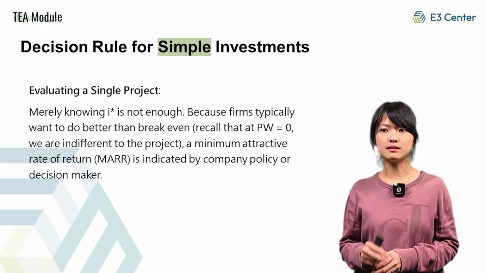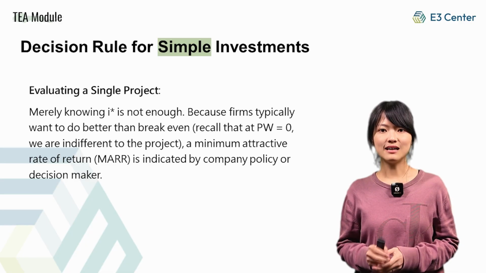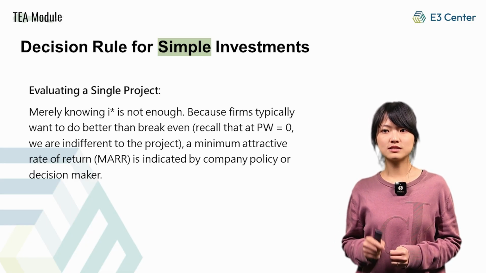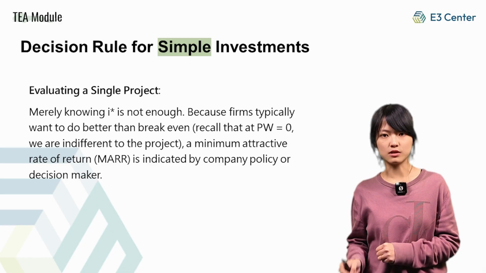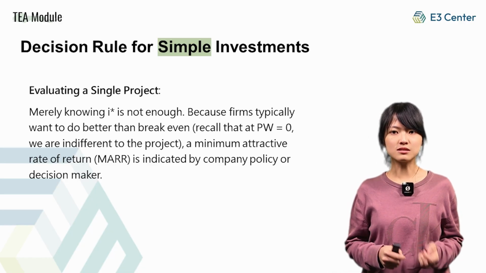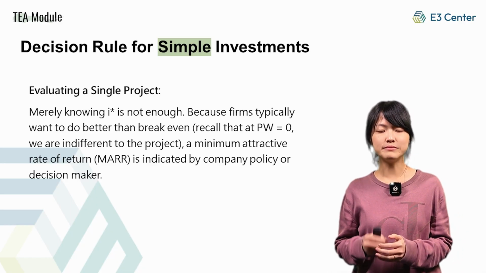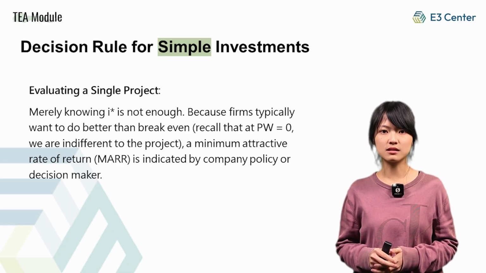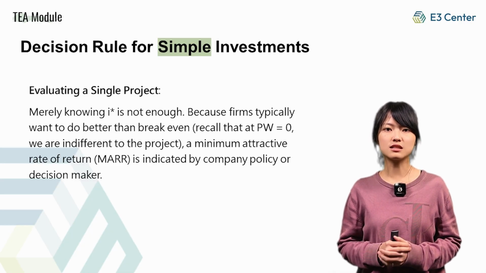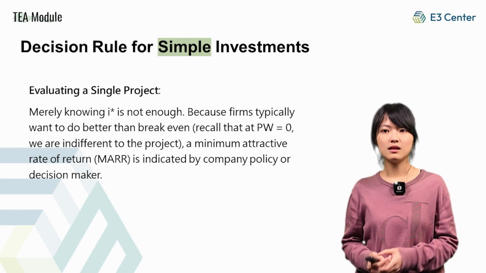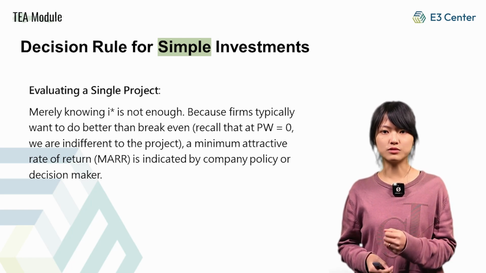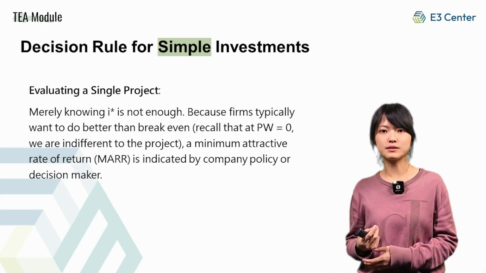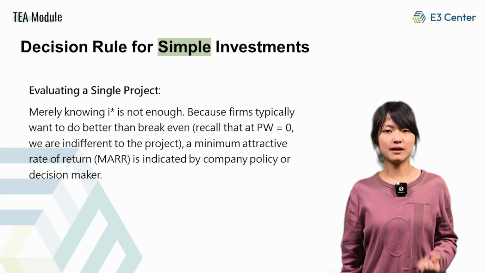exceed simply breaking even. That is, achieving a net present value of 0, which signifies indifference toward the project. To ensure that an investment meets the minimum threshold set by company policy or the decision maker, we use the minimum attractive rate of return (MARR). This rate represents the lowest return on investment that the company considers acceptable. Here's how we apply the rule.